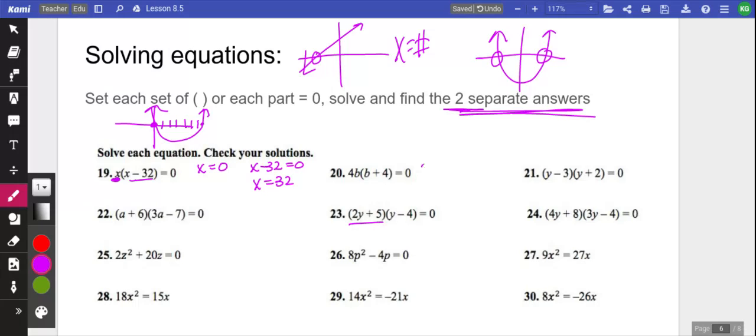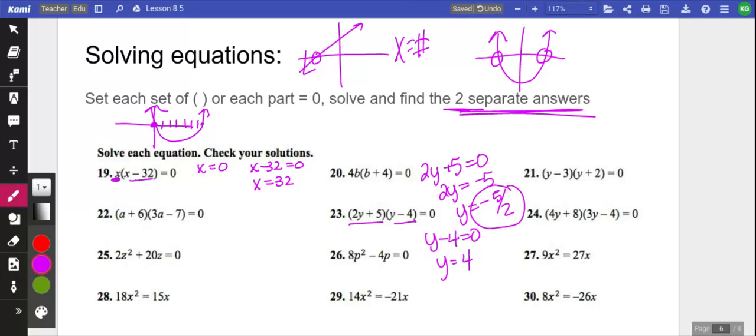On this one, I'm going to do 2y plus 5 equals 0. Subtract the 5 and divide by 2. Then I'm also going to do y minus 4 equals 0. Add 4. And so the two places where this one is going to cross is at negative 5 halves and at positive 4.